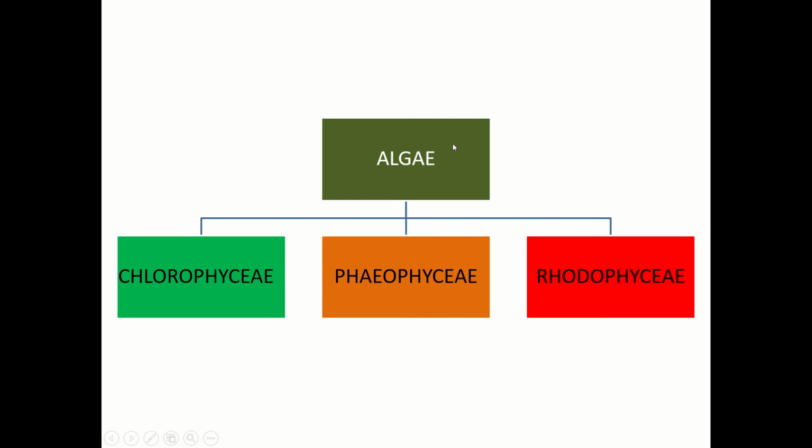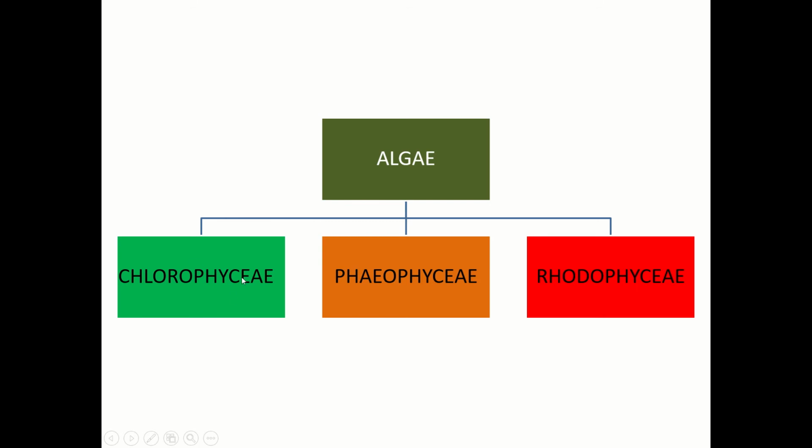Hello student, in this video we will study classification of algae. Algae are classified into three classes, that is Chlorophyceae, Phaeophyceae and Rhodophyceae. These are based on the pigment present in them, the dominant pigment present in the algae.